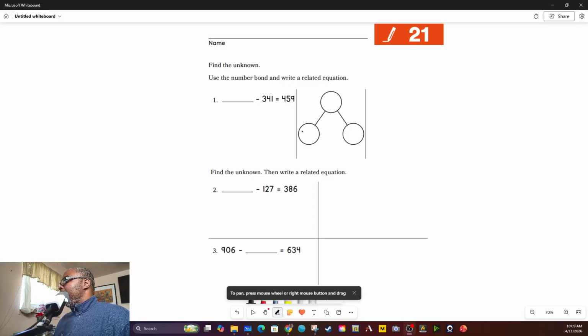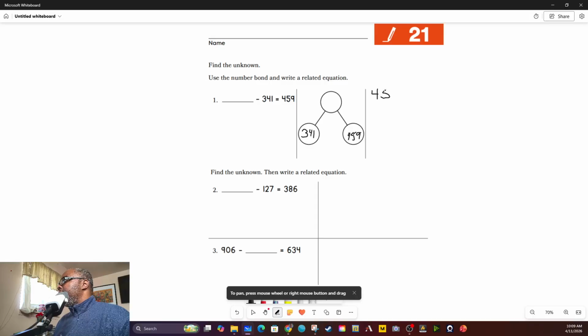First thing you want to do is write 341 and 459, the known numbers that you have, as the two parts. We're trying to find this part right here, the answer or the minuend that breaks into these two parts. So how do you go about that? Simple. You just make an addition sentence.